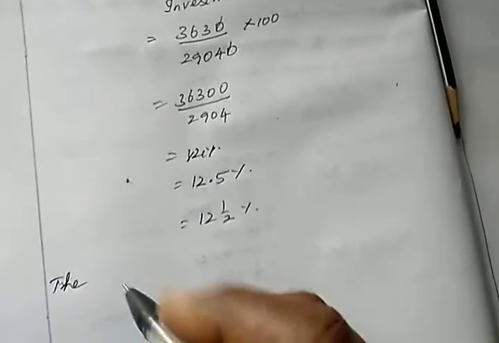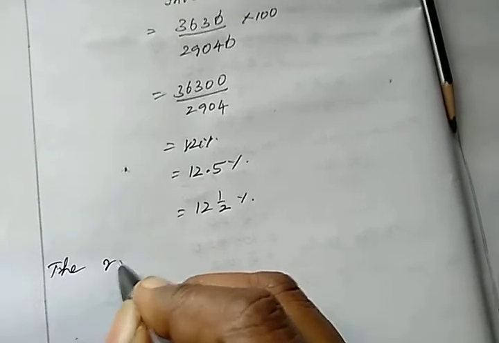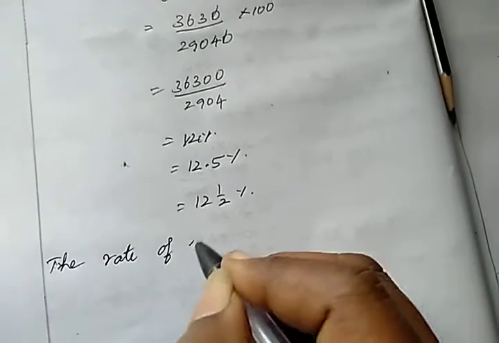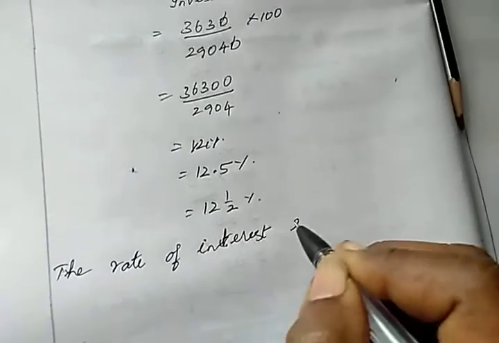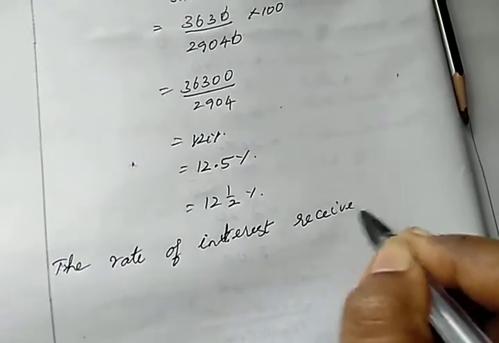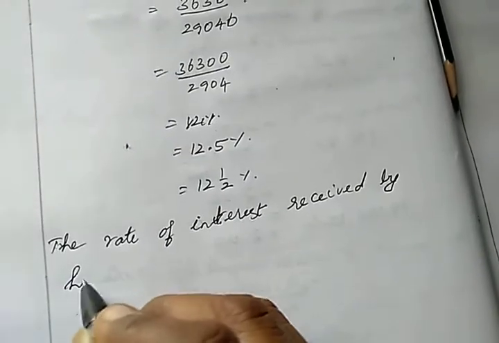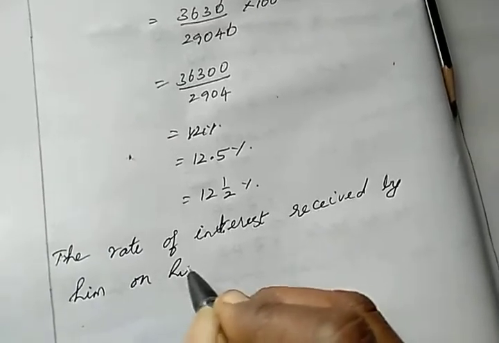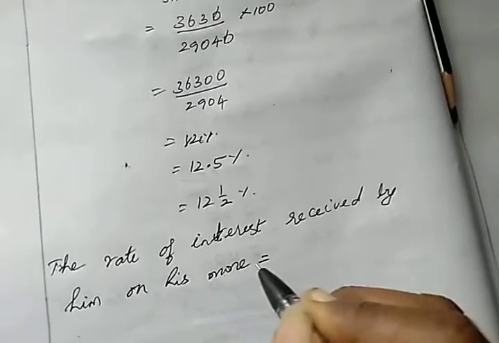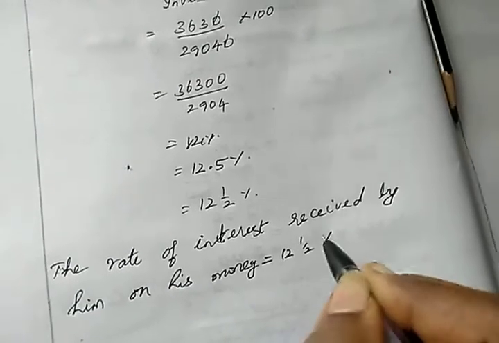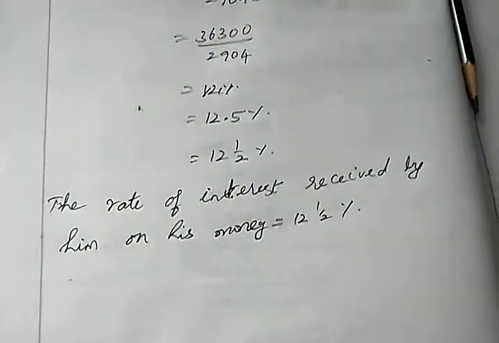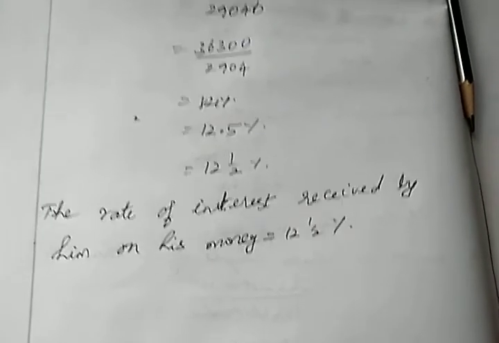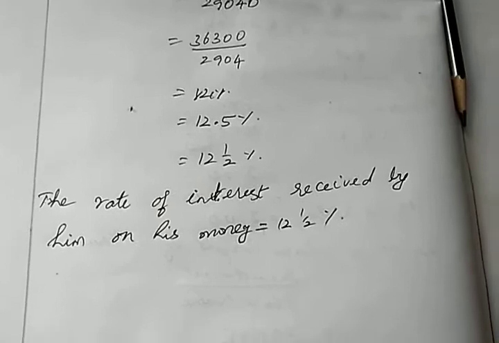The percentage, the rate of interest, the percentage of return, the rate of interest, both are the same. The rate of interest received by him on his money equals 12.5%. Because the annual income is low, we have got the rate of interest also less. Okay, the returns of his investment only we have found out. With this, sum number 4 is completed.